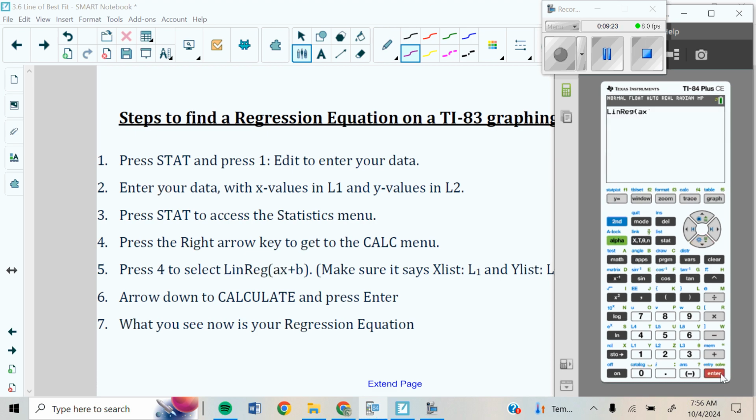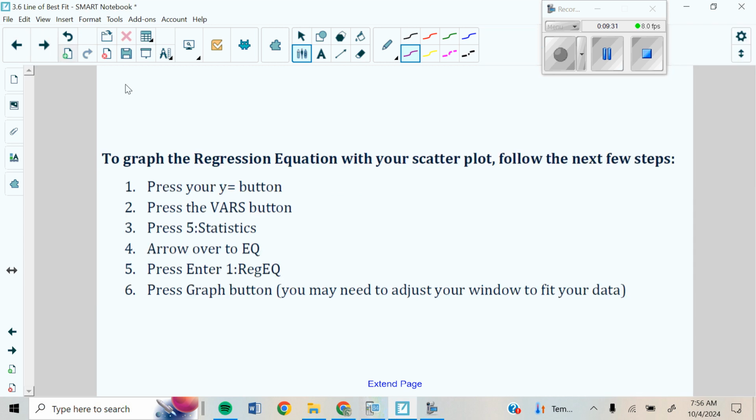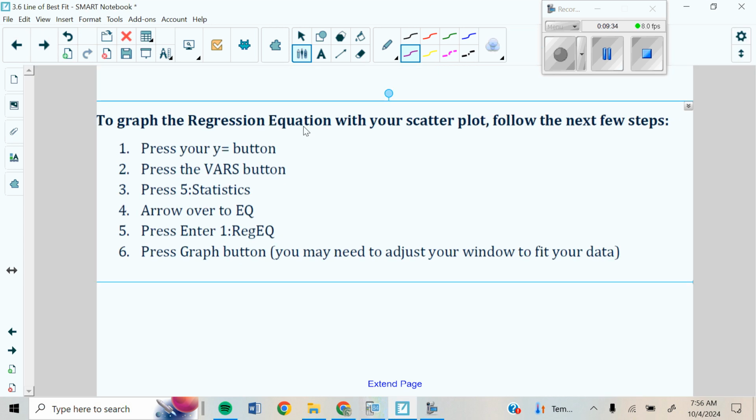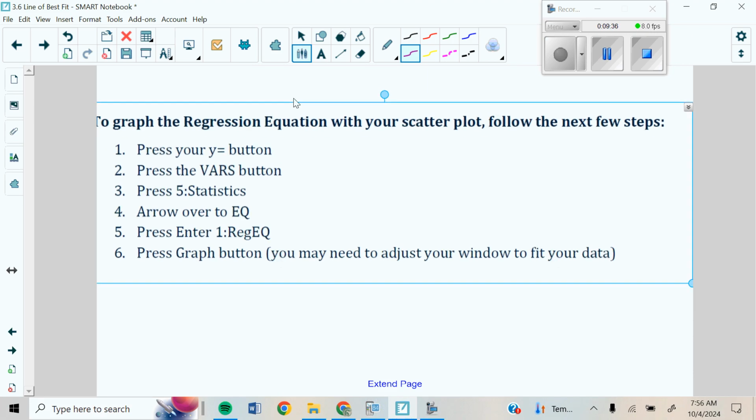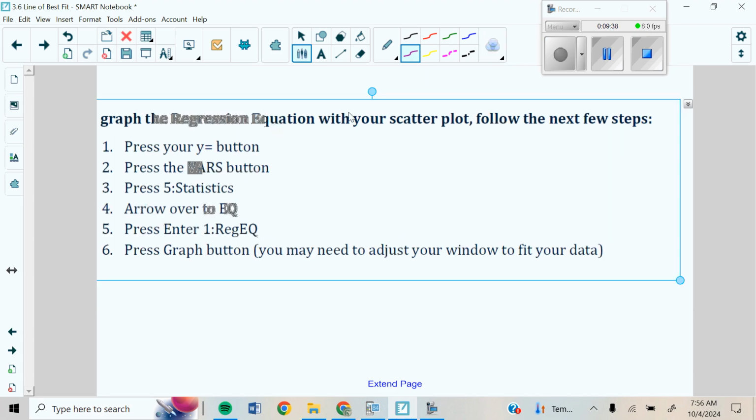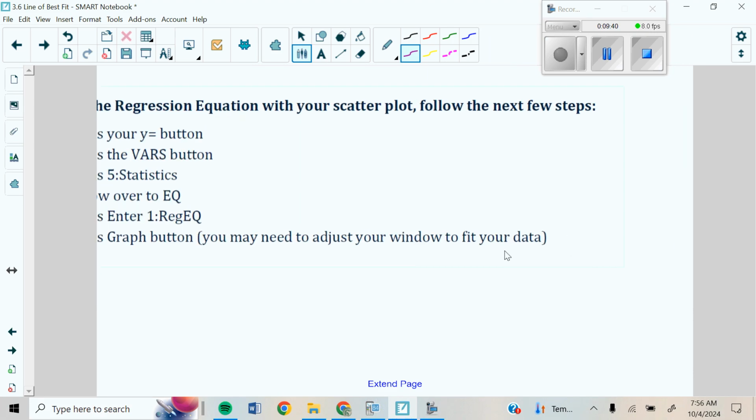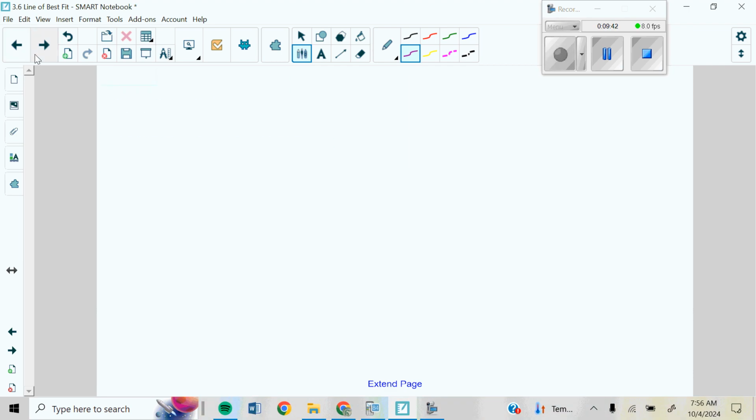All right. So this is what yours would look like on your home screen. If you have an older calculator, it might automatically go to that. Then we have graphing that linear regression on our scatter plot, and we can look at that a little bit later. Let's jump to our next problem.